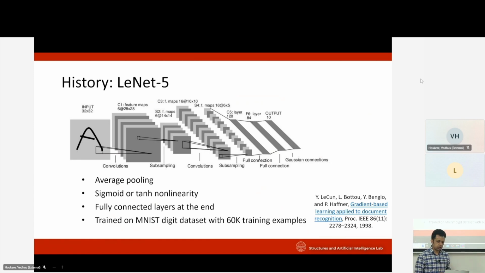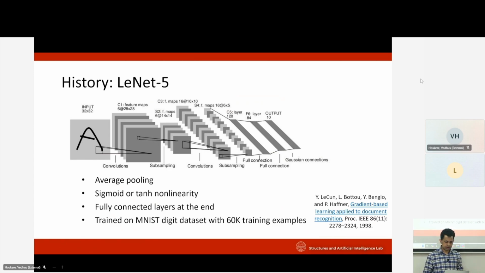We can look at some architectures that have been proposed in the past. So this was the first CNN architecture that was proposed by LeCun back in 1998, and we have all the tools we need to understand what's happening here. We have our input, we have convolutions, and you can see that the size of feature maps are 28 by 28, and there are 6 of them.